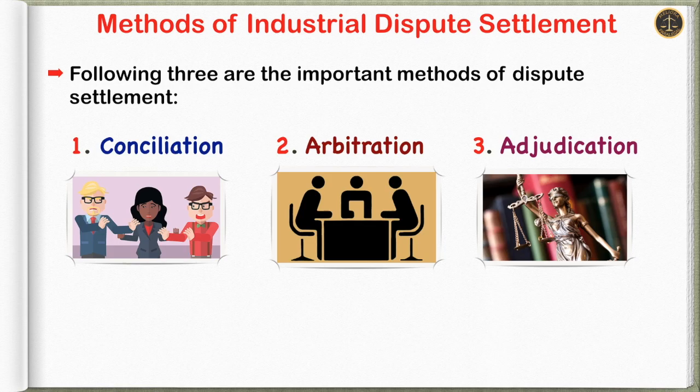When the dispute is referred to adjudication with the consent of the disputing parties, it is called voluntary adjudication. When the government itself refers the dispute to adjudication without consulting the concerned parties, it is known as compulsory adjudication. This is all about the Industrial Disputes Act.